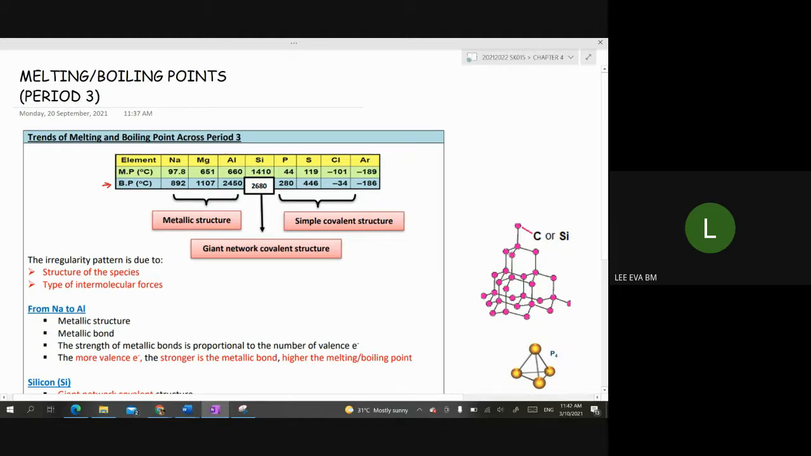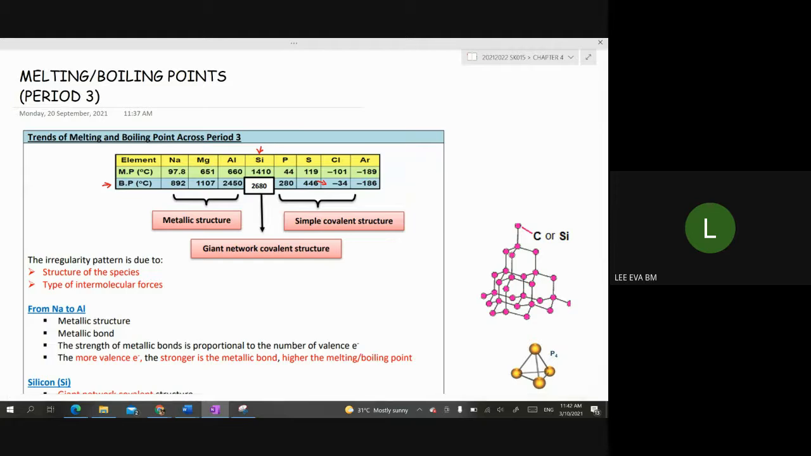And then on silicon, you have the highest boiling point, 2680. Among all, it is the highest. Why does it suddenly become the highest in the middle of the period? You have something to do with the structures. And then after that, from phosphorus until argon, you will see phosphorus 280, sulfur 440. Suddenly it drops down to negative 34. And then after that, it further drops to negative 186.